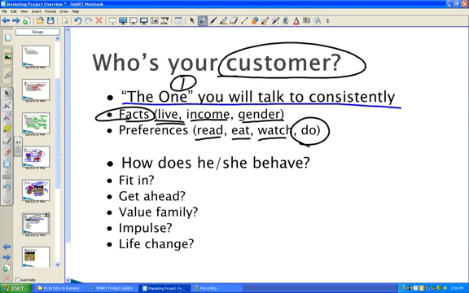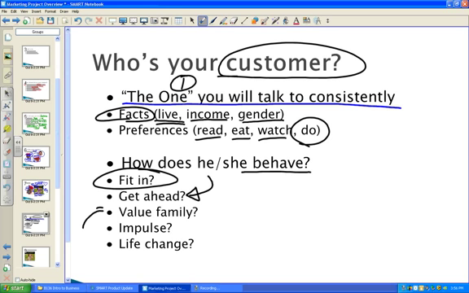How does he or she behave? Do they want to fit in? If you look at the iPhone commercials right now, the iPhone 5 against the Samsung Galaxy, they're portraying iPhone 5 users as almost lemmings that are all trying to fit in and get the new iPhone. But Samsung users are going a different way. They're ahead of the curve and they don't care if people know that or not. They just are.